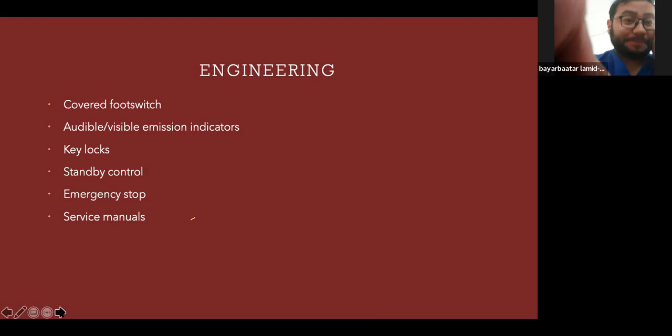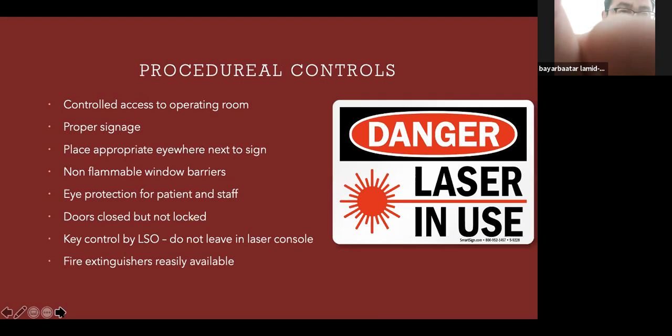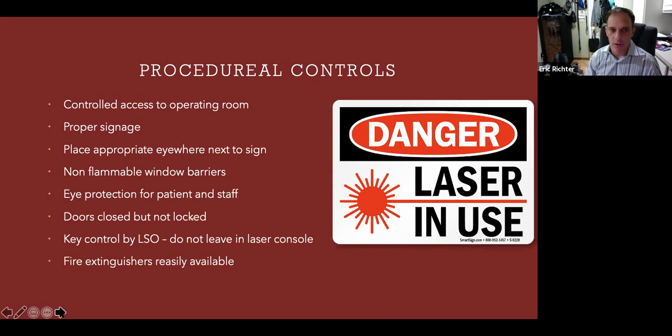Okay. So procedural controls are safety measures put in place. You'll want to have controlled access to the operating room. Typically you'll put a sign out, like the one to the right of the slide, usually on the window or somewhere on the door of the operating room, that says laser in use. And you want to limit the number of people coming in and out of your operating room.